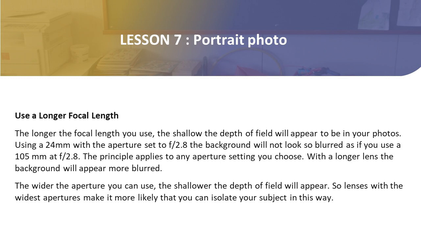With a longer lens, the background will appear more blurred. The wider the aperture you can use, the shallower the depth of field will appear. So lenses with the widest apertures make it more likely that you can isolate your subject in this way.